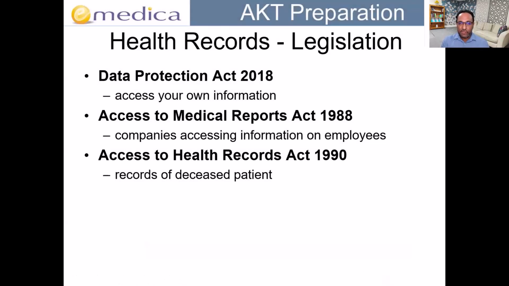So 3 key pieces of legislation in relation to health records. The Data Protection Act 2018 is what we use to access your own information. You can also apply under the GDPR, the General Data Protection Regulation. If a company wants to access information about their employees, usually in relation to occupational health issues, then they can apply under the Access to Medical Reports Act. And then if you want to apply to get access to information on someone who's passed away and you have a legitimate reason to do so, then you apply under the Access to Health Records Act 1990.